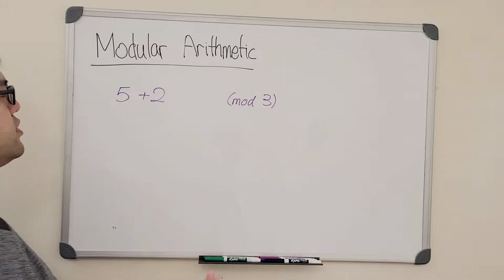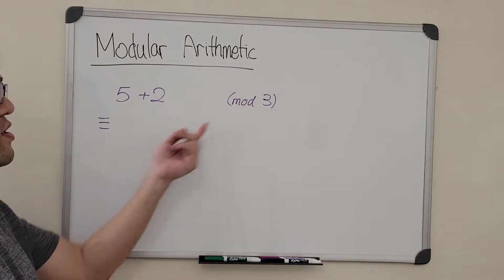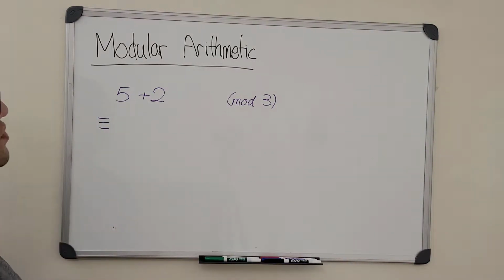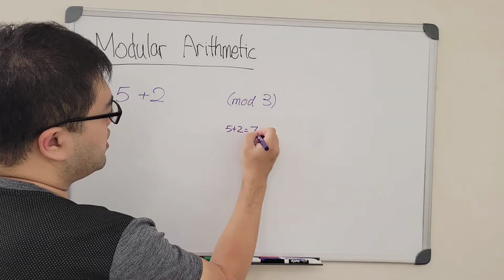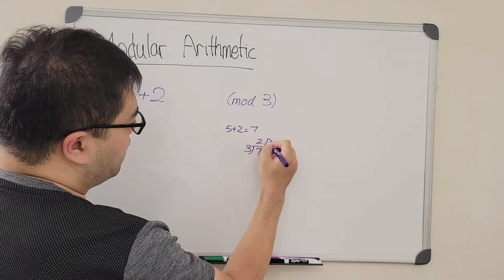So what are we going to do? Well, we can either add them together and then divide by 3 to find the remainder. In this case, we'll actually get 5 plus 2, which is 7. Then divide by 3, we end up with remainder 1.